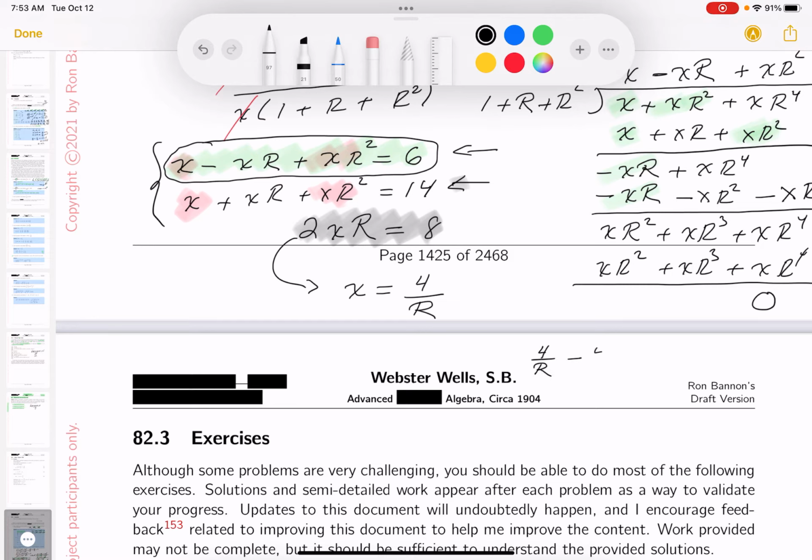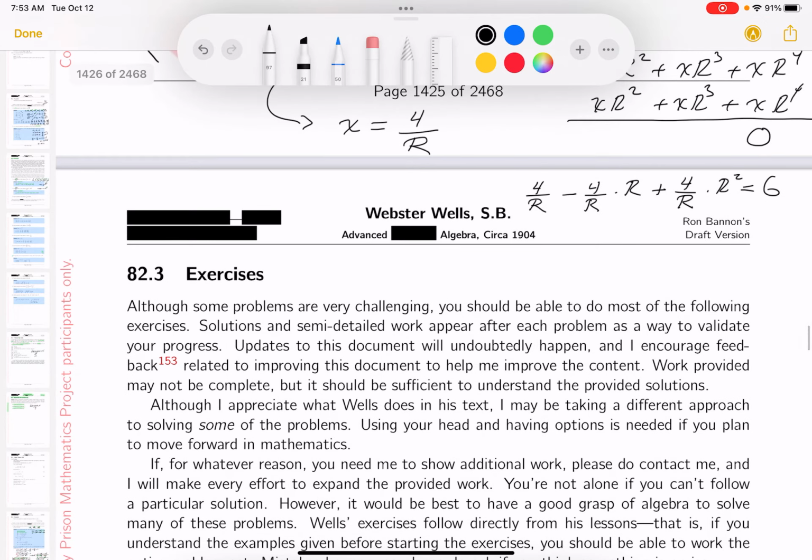Minus 4 over r times r plus x, which is 4 over r, times r squared equals 6. Well, I'm going to simplify that. And what do you get? You would get 4 over r minus 4 plus 4r is equal to 6.